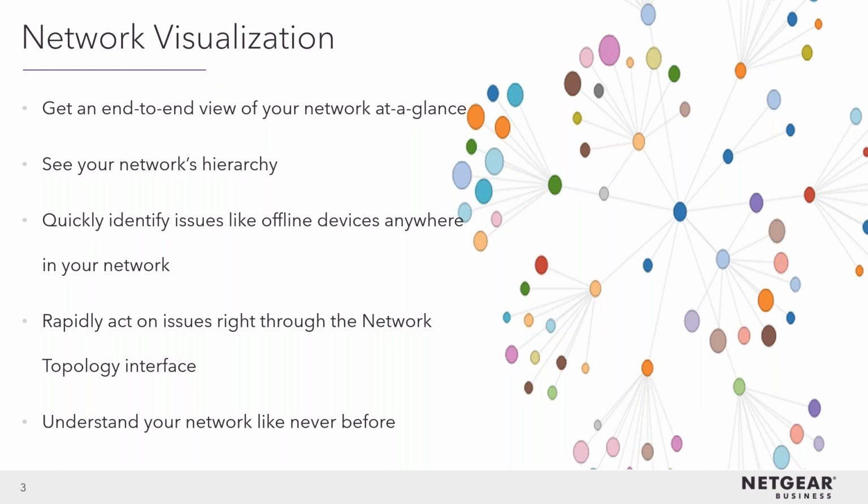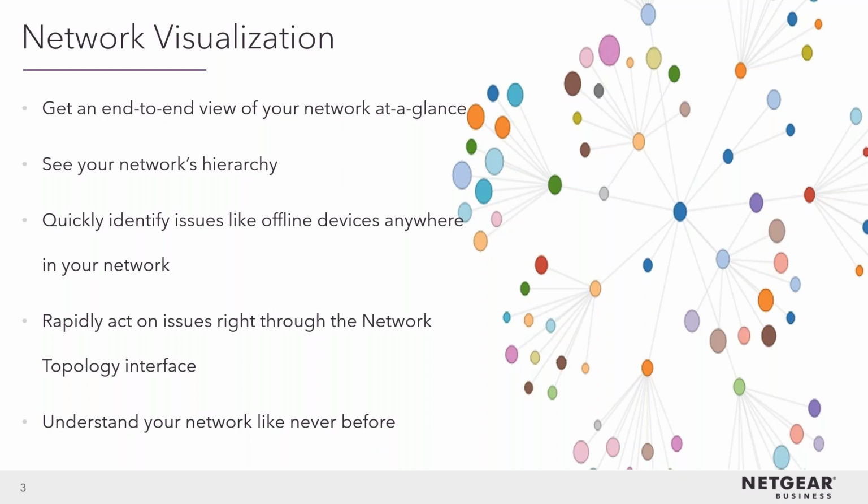What we mean is bringing in new capabilities for network visualization, allowing you to get an end-to-end view of your network at a glance. You have the ability to see your network's hierarchy, as well as to detect if devices are offline. And it's not just about visualization, it's also about control, which means that you have the capability to take direct action and interface with this network visualization, which makes it really interesting, because it's not just eye candy, but it has some real functional benefits.